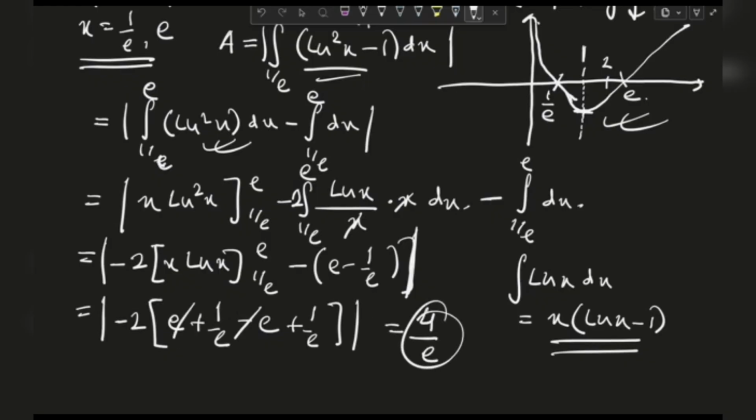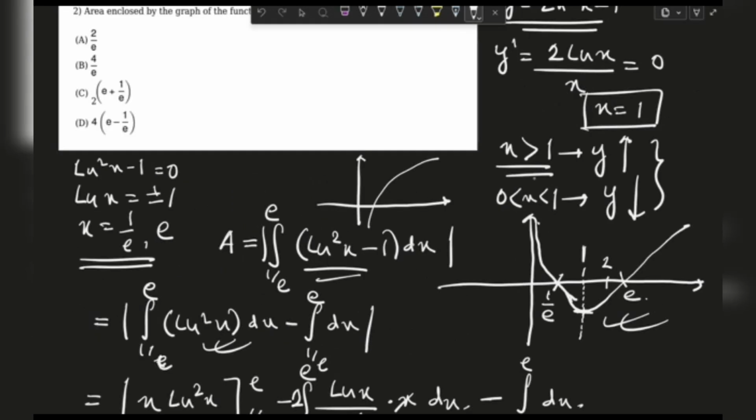I will check the option once, which is the correct option. So as you can see, our correct option for this particular question is option number B.